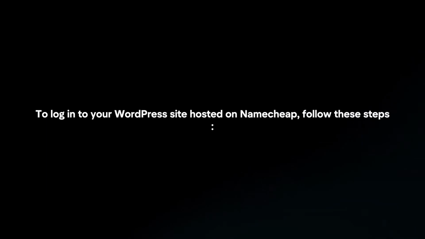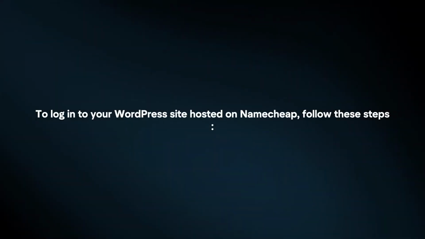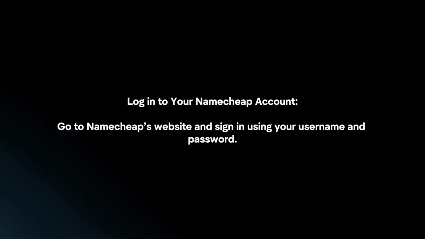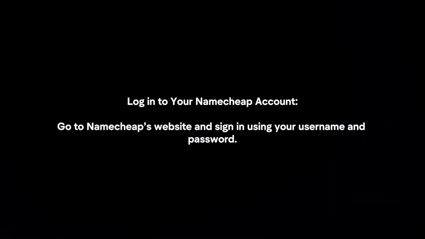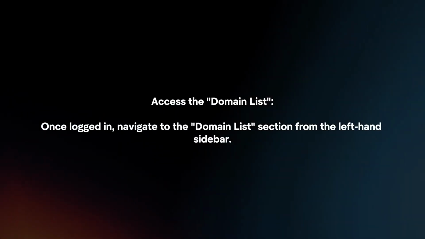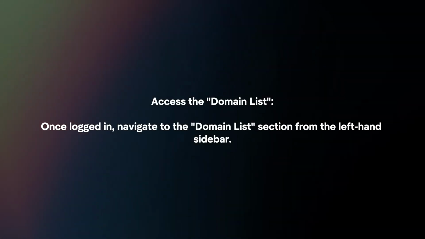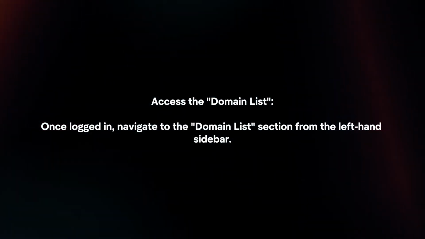To log into your WordPress site hosted on Namecheap, follow these steps. Log into your Namecheap account. Go to Namecheap's website and sign in using your username and password. Access the domain list. Once logged in, navigate to the domain list section from the left-hand sidebar.